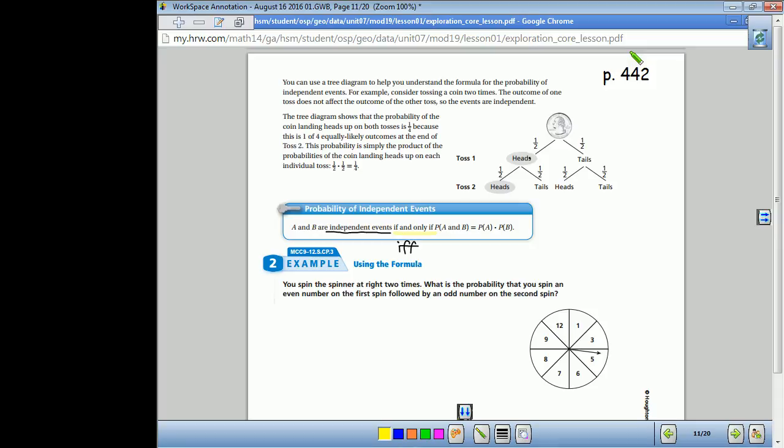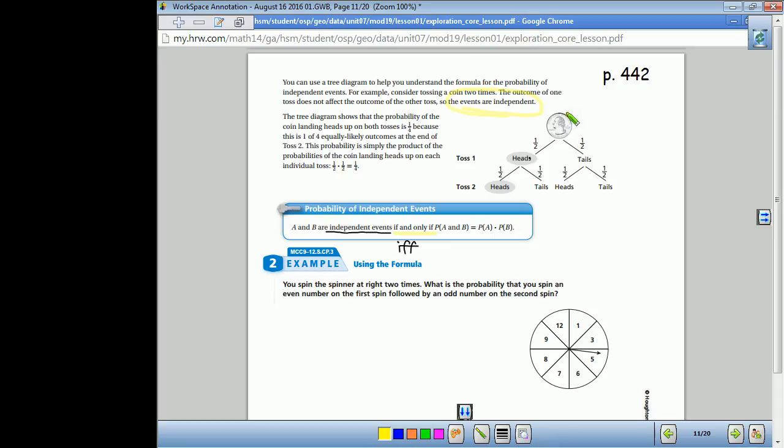On 442, it says you can use a tree diagram to help you understand the formula for probability of independent events. For example, consider tossing two coins. The outcome of one does not affect the outcome of the other, so the events are independent. What I flip on the first coin does not affect the second coin. It could be the same coin, and we could just flip it twice. But what I flipped the first time doesn't matter. The probability is still 50-50.